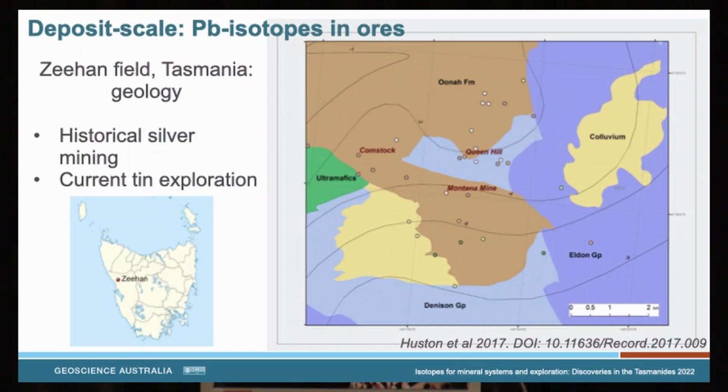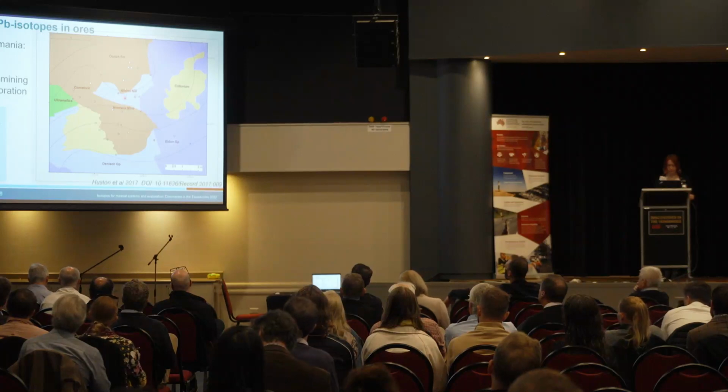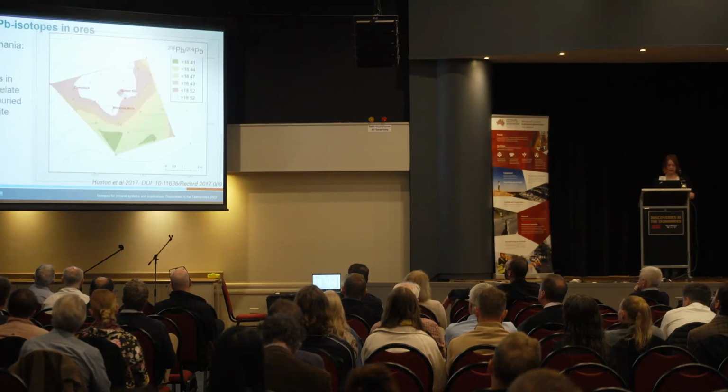Let's see what we've got here. The light tans, colluvium, the browns, Una Formation, the blues are various groups, and then some ultramafics on the left. In red, there are the Comstock, Montana and Queen Hill mines or deposits. And then somewhere underneath there's the Heemskirk granite, which is thought to be associated with the mineralization. So all these little points on the map are lead isotope analyses to try and understand the influence of deep-seated units.